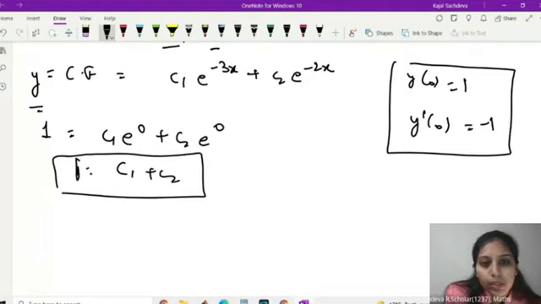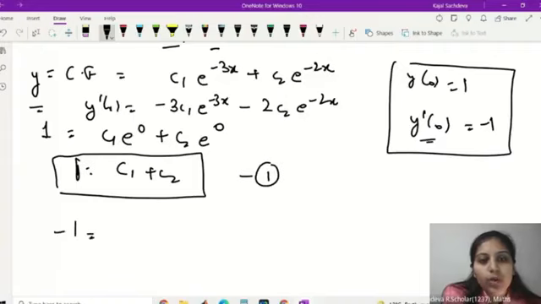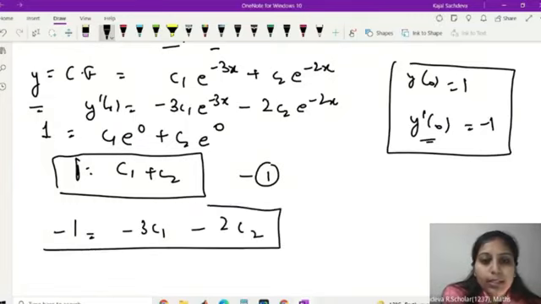So the first equation is this, number it as 1. And now take the derivative, because we have to put in the derivative at 0. So y dash x is equal to minus 3c1 e raised to power minus 3x minus 2c2 e raised to power minus 2x. So just put 0 and write minus 1, y dash is equal to minus 1, and put 0, e raised to power 0 is 1: minus 1 is equal to minus 3c1 minus 2c2. This is our second equation.